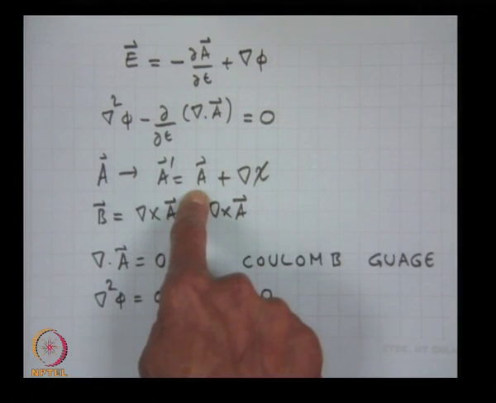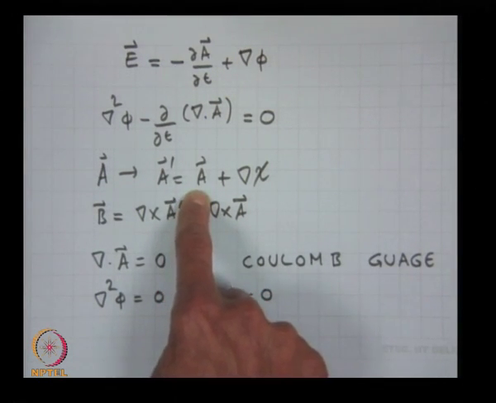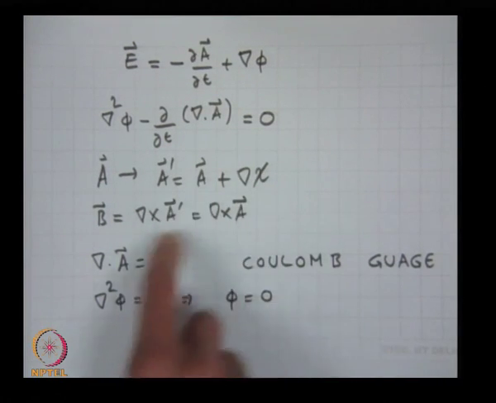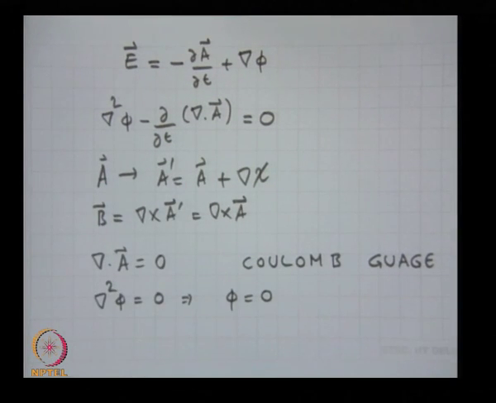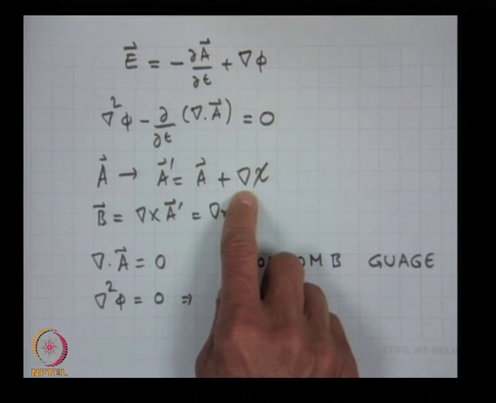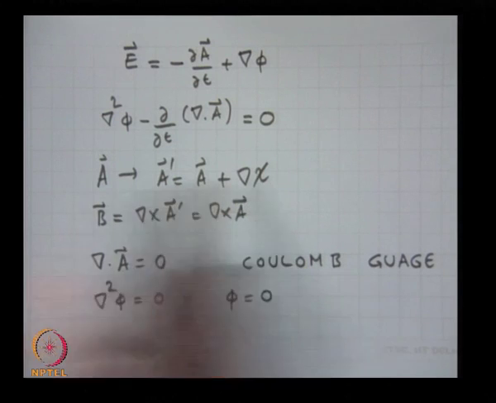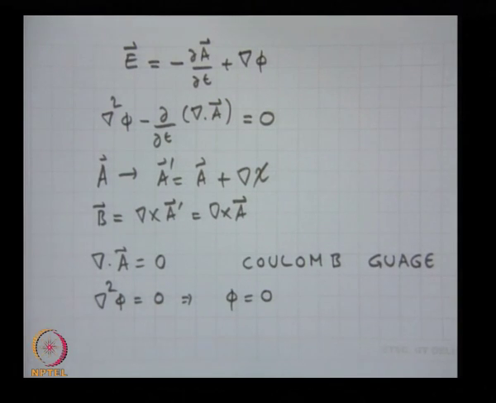Because of the arbitrariness in defining the vector potential, I will define my vector potential such that divergence A is equal to 0. Suppose you give me an A which does not satisfy divergence A is equal to 0. I will add the gradient of a scalar function to the given A value so that the new A which I get satisfies divergence A is equal to 0. And if divergence A is equal to 0, del square phi is 0, and I choose the solution phi is equal to 0, that means in the background there is no electrostatic potential. So what I get is called Coulomb gauge.